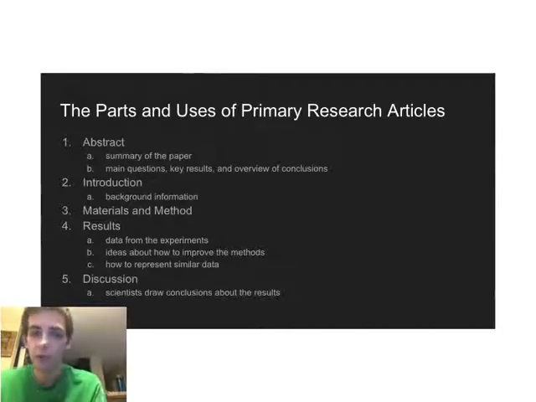Materials and methods goes over exactly that. You shouldn't focus on that too much in this focus area. The results will show the data from the experiments, ideas about how to improve the methods, and how to represent the data that they gained from the experiment. The materials and methods and results, you shouldn't spend a lot of time reading in this focus area. You're not going to be expected to be able to analyze that. And then the 5th section, the discussion and/or conclusion. This is when the scientists are going to draw conclusions about their results. And so this can actually also be a pretty good recap of the paper when you are reading a scientific paper.